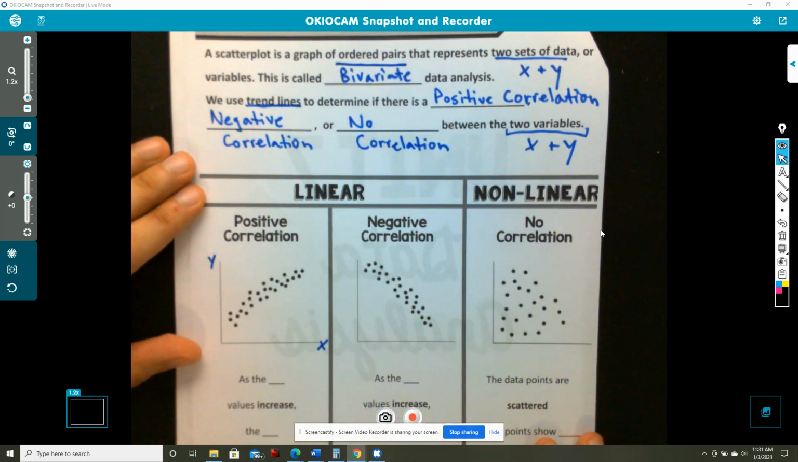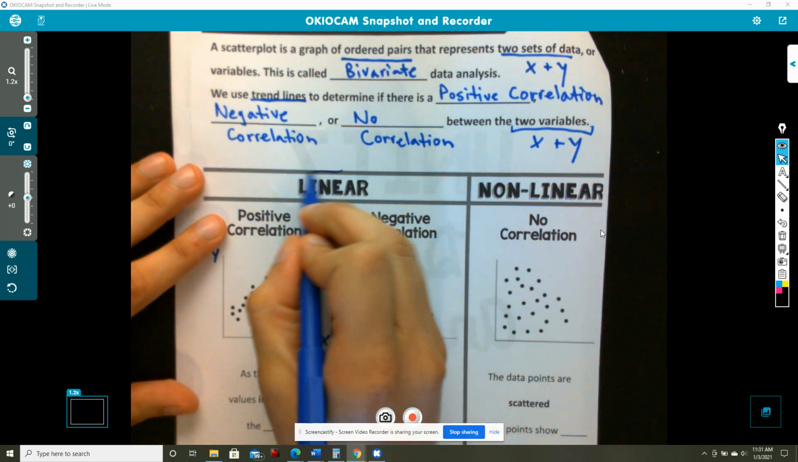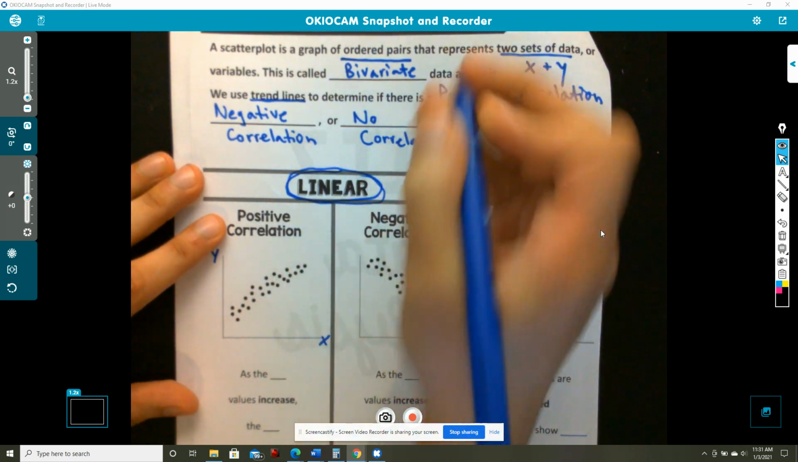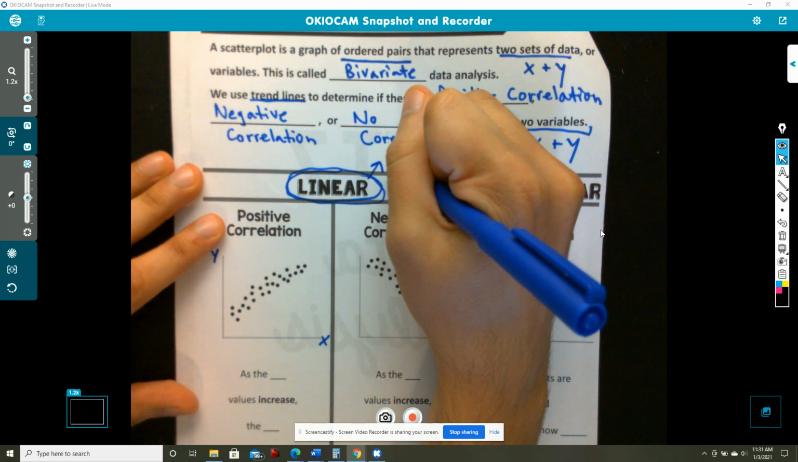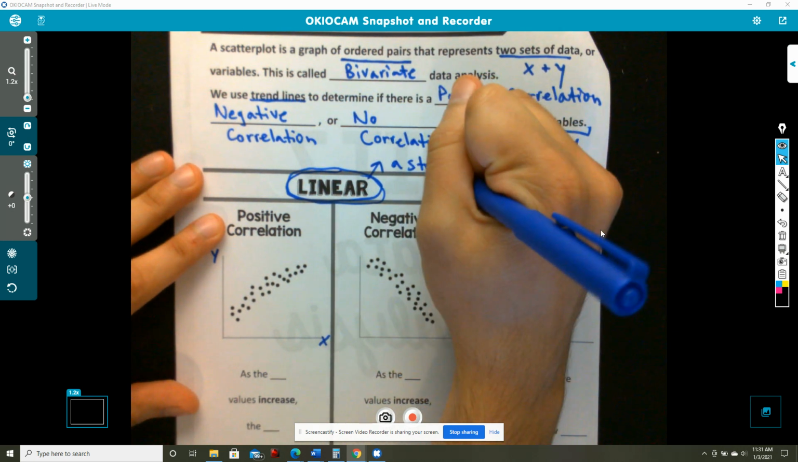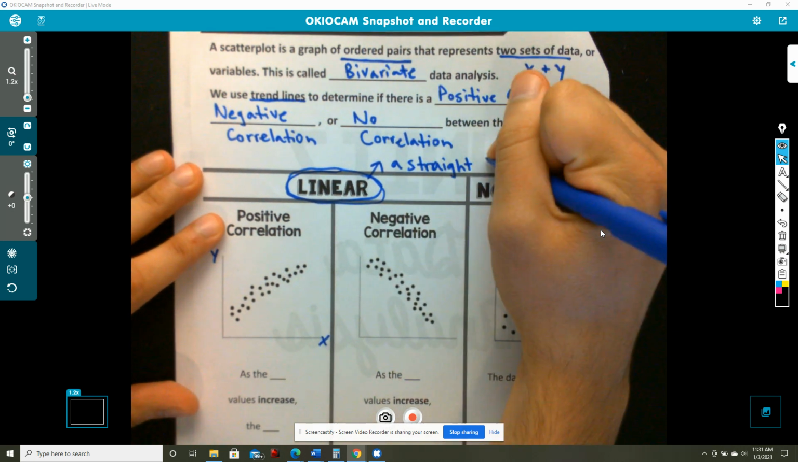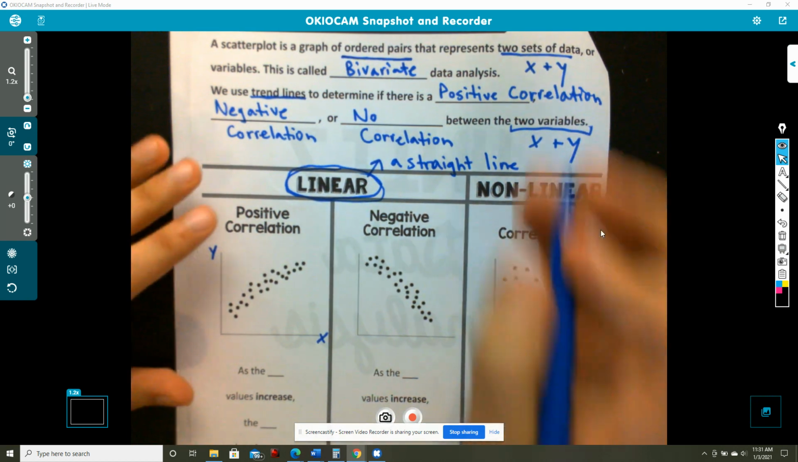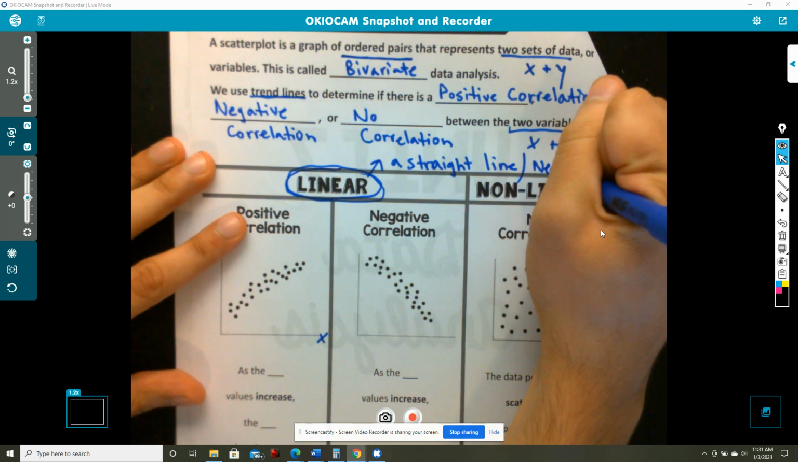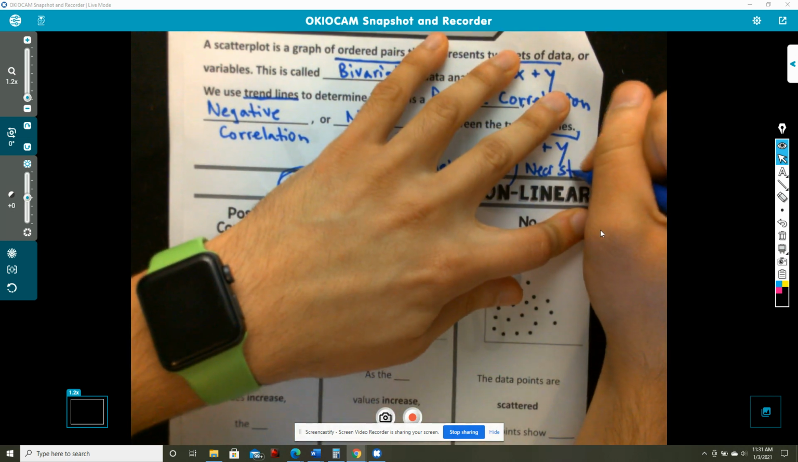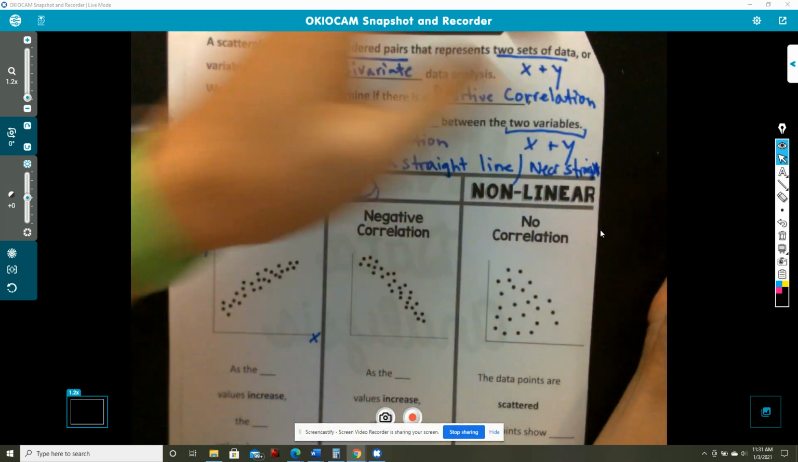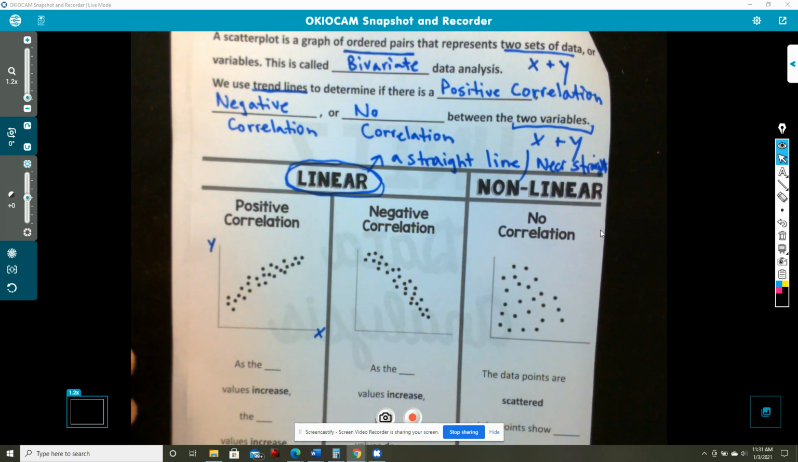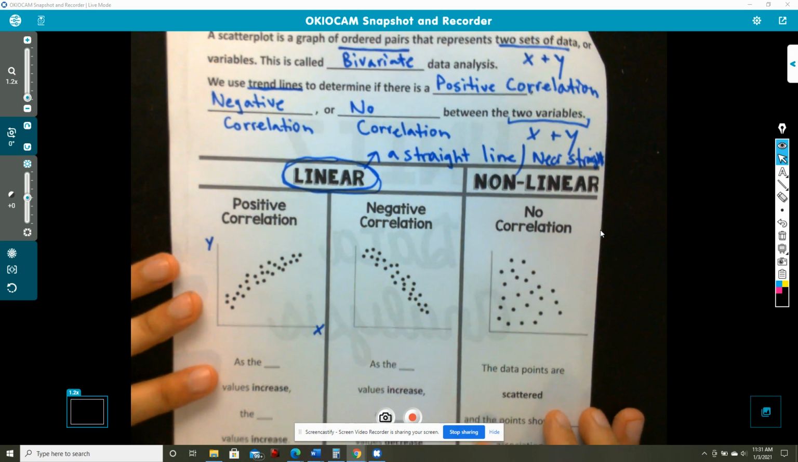So looking down here, another thing I also want to go over with you is linear. So linear means a straight line or a near straight line. And what I mean by near straight line is that it almost makes a straight line. So it either makes a straight line or it makes a near straight line, an almost straight line.